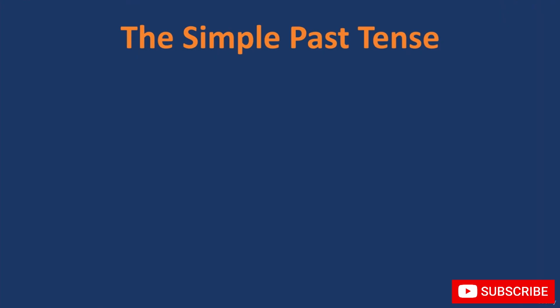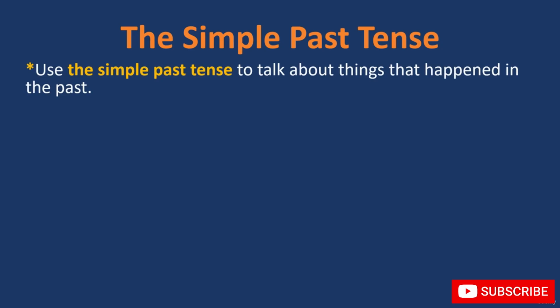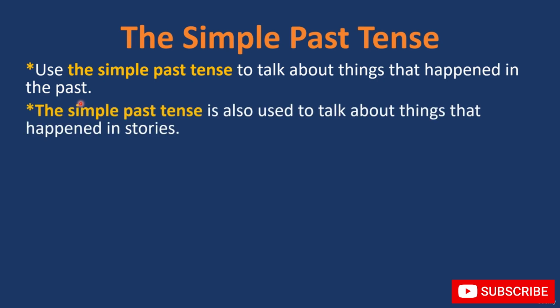The simple past tense or the past simple tense. We use the simple past tense to talk about things that happened in the past. Again, the past simple is used to talk about things that happened and finished in the past. The simple past tense is also used to talk about things that happened in stories. When I tell you a story, when I tell you about something happened and finished, surely I use the simple past tense.